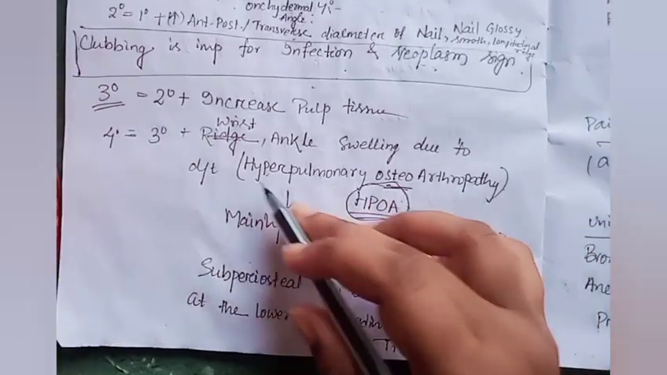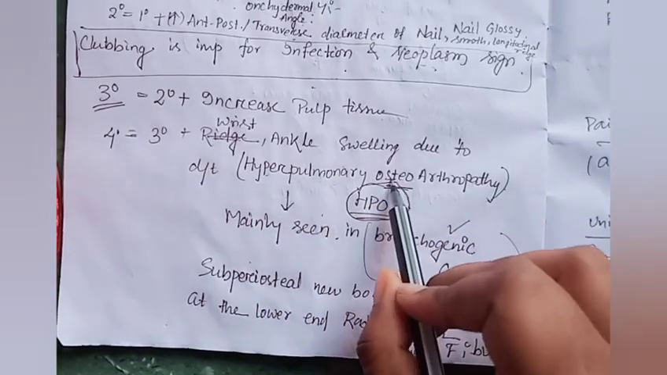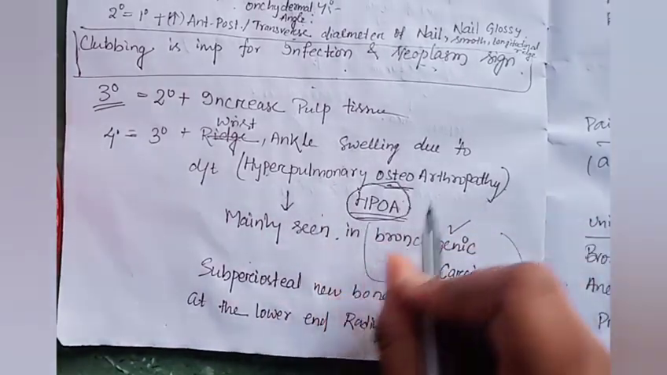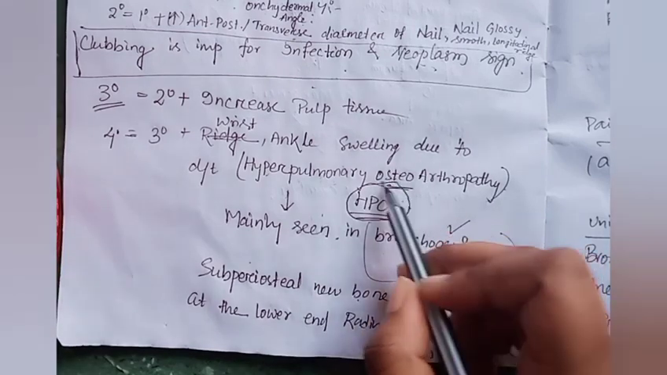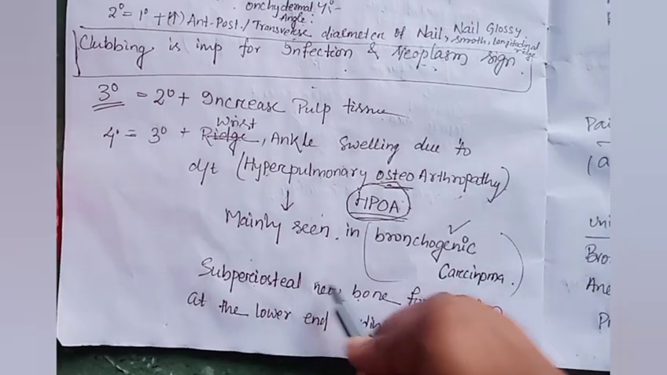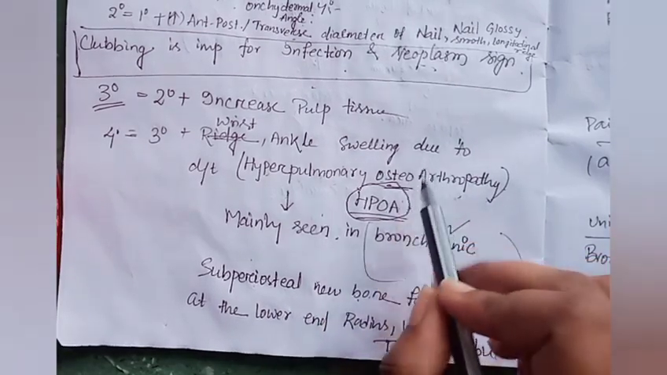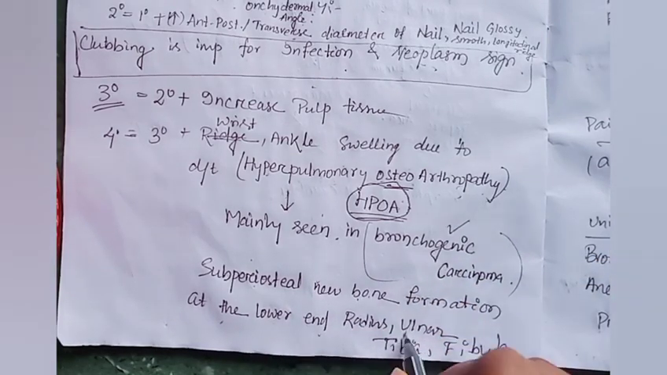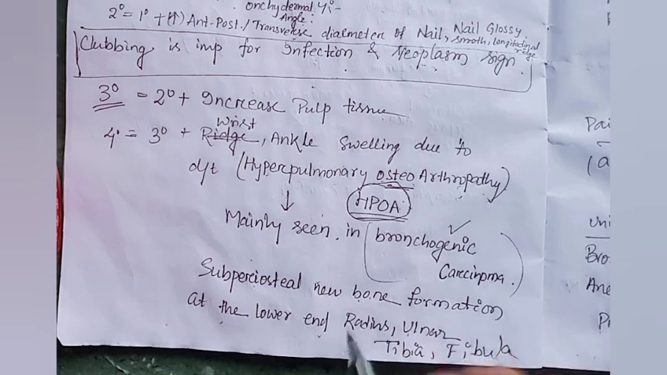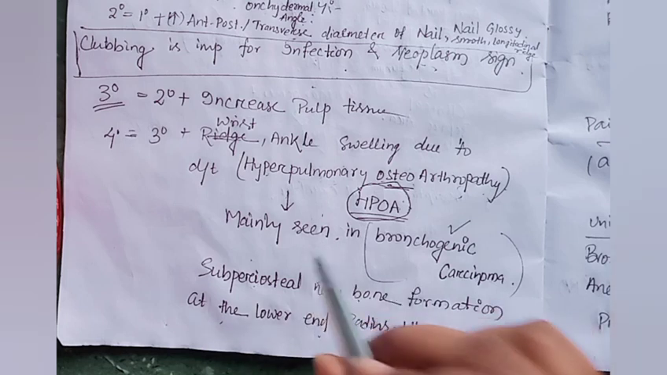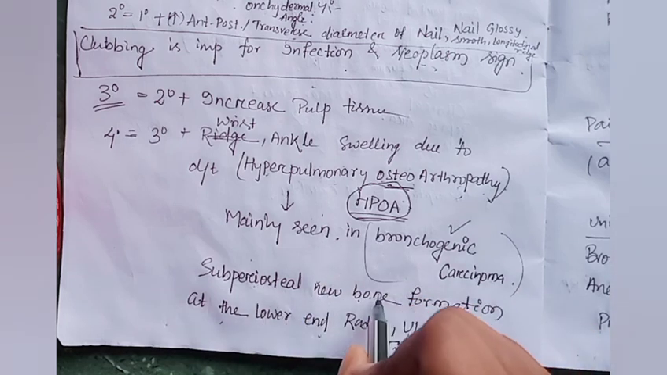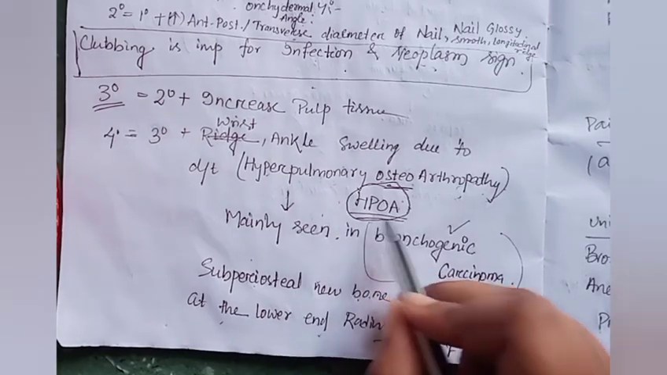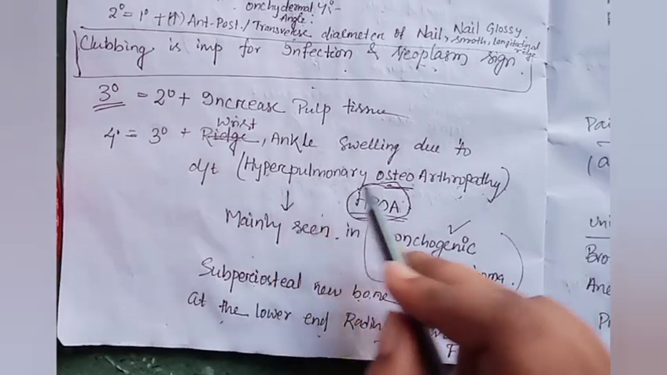What happens in hypertrophic pulmonary osteoarthropathy? Its name suggests: pulmonary means lungs, and osteo means bone. Osteoarthropathy means periosteal new bone formation is found at the lower end of the radius, ulna, tibia and fibula, which are long bones. In the long bones, subperiosteal new bone formation is found in HPOA.